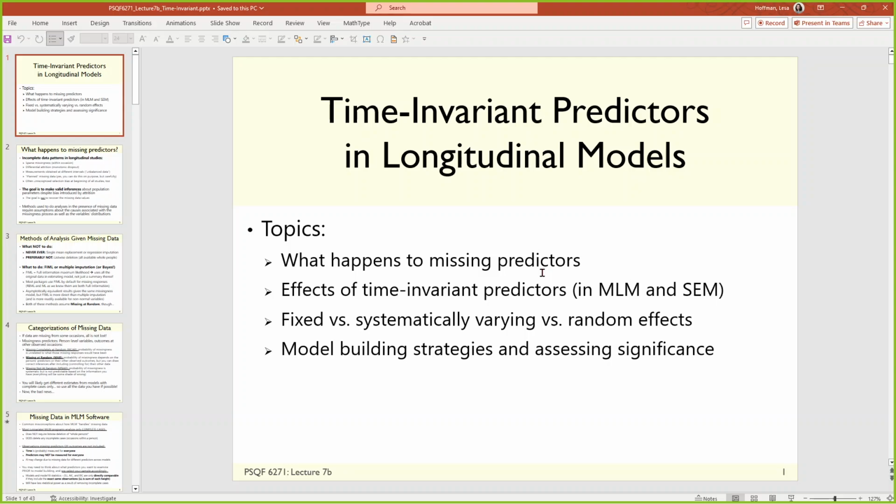Anywho, we get to talk about predictors. Are we excited about that?